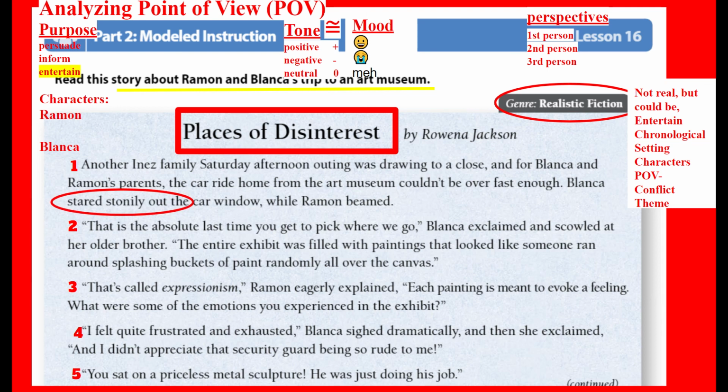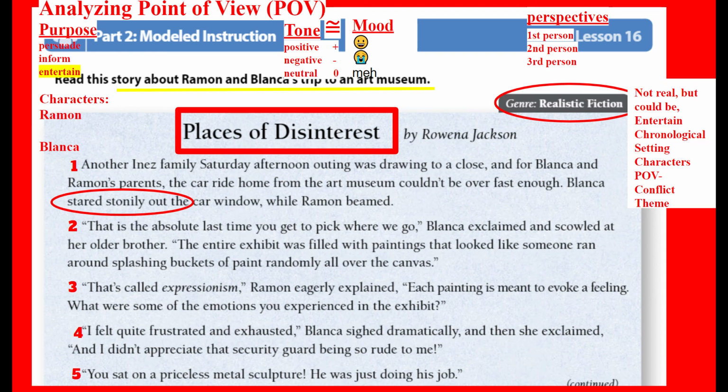So in paragraph number 1, that very last sentence says that Blanca stared stonily out the car window. So if you were staring stonily, do you think that you were happy? I would say chances are probably not, right? If you have a stony look on your face, it's kind of frozen, right? But not in a happy position. So right now, that's Blanca staring stonily out the window. So that's what she's doing.